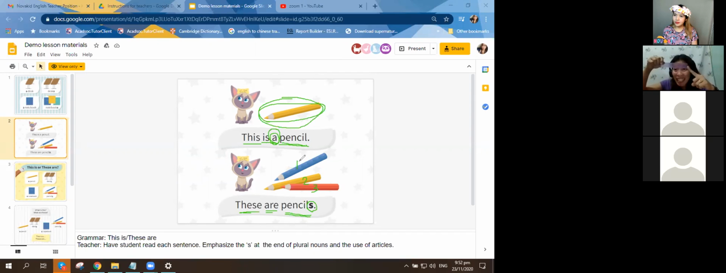What's this? This is a ruler. Wow. What? These are rulers. Wow. Way to go, Ina. Good job. Next slide.